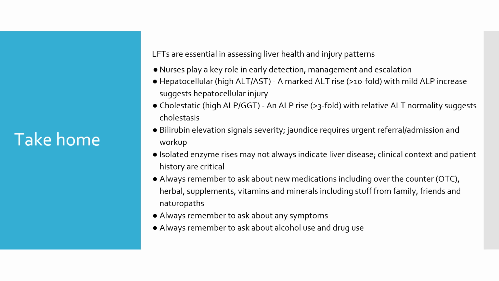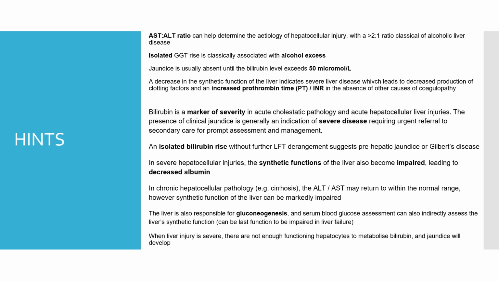Isolated rises do not always indicate liver disease. We need to look at the clinical context and the patient and their history. And again, as I said, ask about new medications, including herbal supplements, vitamins, over the counter, online, naturopath, family, friends, whatever. Ask about any other symptoms. Ask about the alcohol and drug use, including illicit drugs, including marijuana. A couple of little hints, as I said. So the AST-ALT ratio can determine etiology of the liver injury, and we're looking at a 2-to-1 ratio for alcoholic liver disease if they're elevated. An isolated GGT can be associated with alcohol.